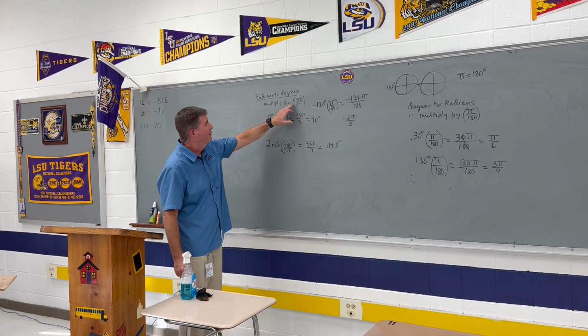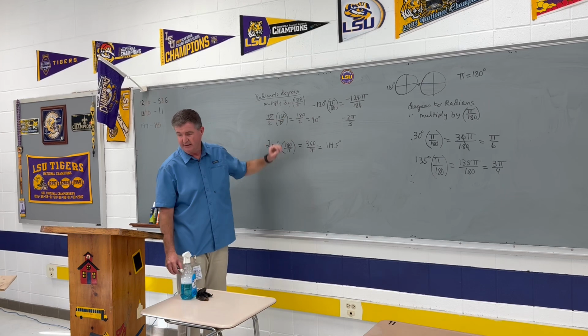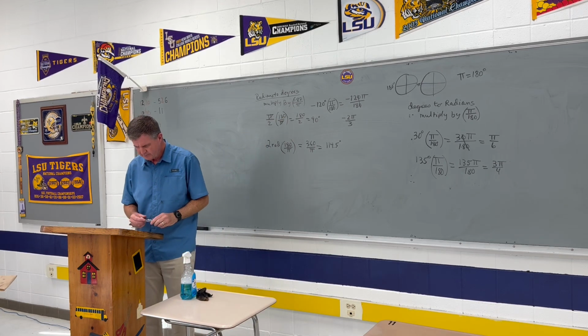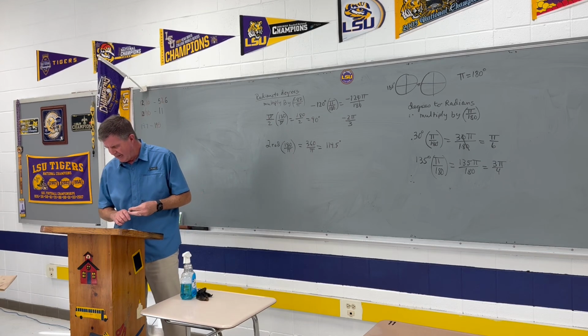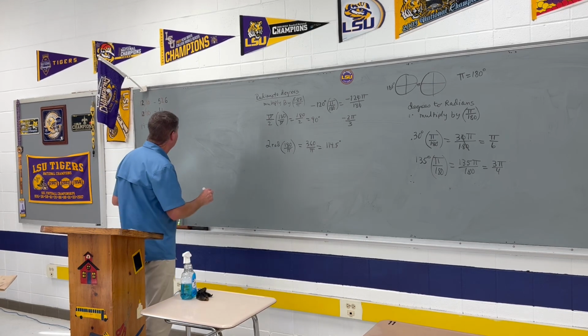Multiply by pi over 180 or 180 over pi. All right, converting next, we have something called the arc length.